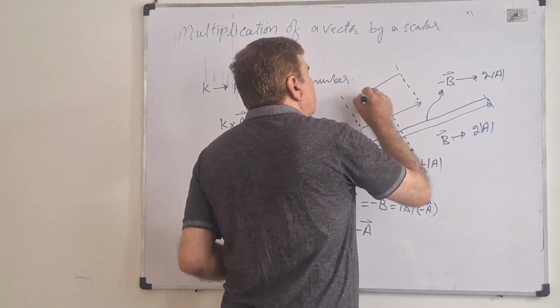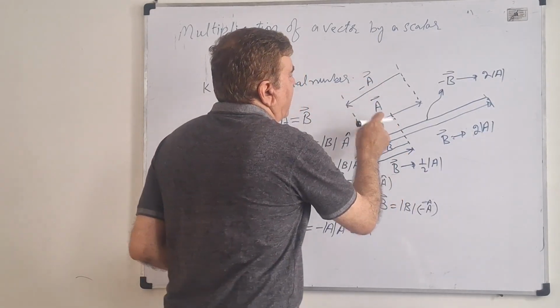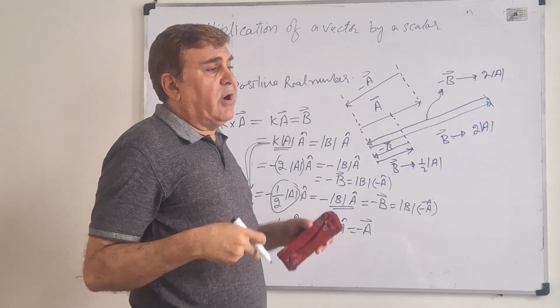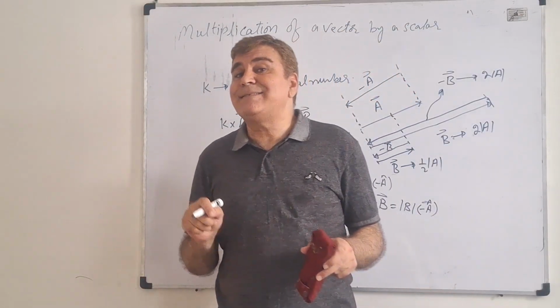This vector would be minus A, so the negative of A. That means the negative of a vector is obtained by multiplying that vector with minus 1.